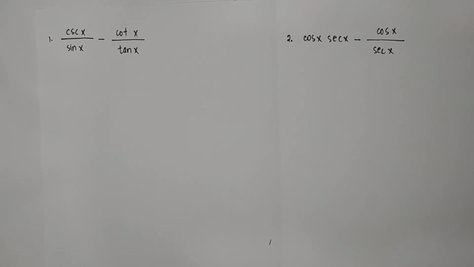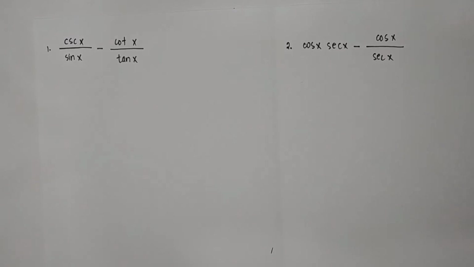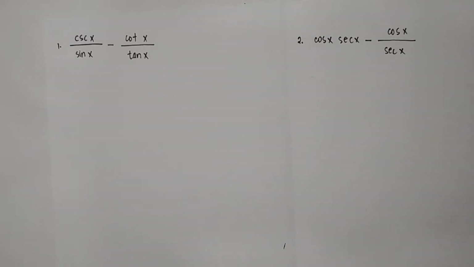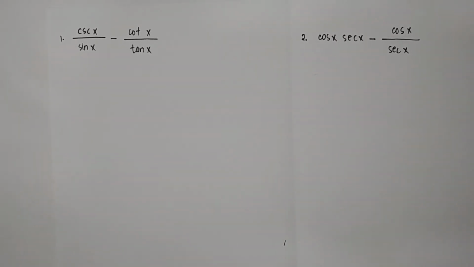Wag na tayong magtagal-tagal since we already know how to use the trigonometric identities. So, let's proceed na on simplifying our expression. So, I have here an example. First, we have cosecant x over sine x minus cotangent x over tangent x.